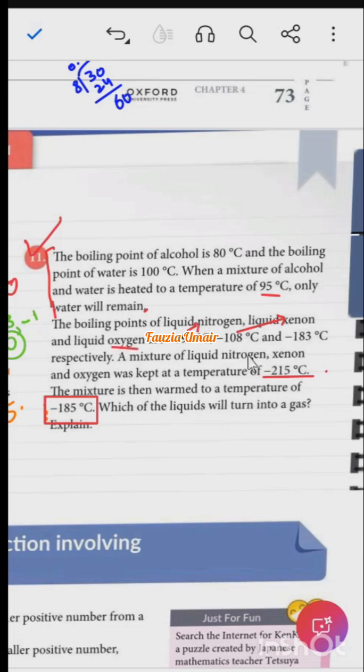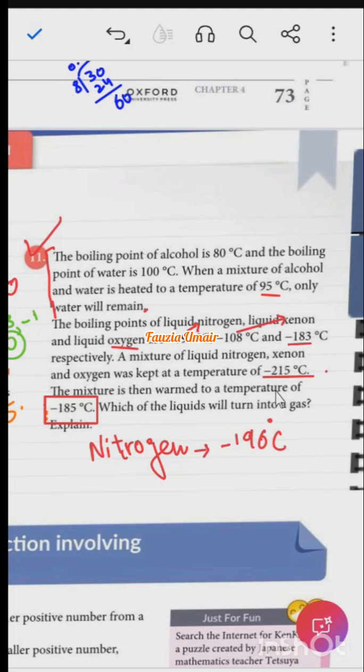Ma'am, nitrogen will be evaporating. Which? Nitrogen. So Mohit, what do you say? Do you think nitrogen will be evaporated? Ma'am, your voice is cutting. But I'm asking you, do you think only nitrogen will evaporate at this temperature, minus 185 degrees Celsius? Yes, ma'am, it will evaporate.